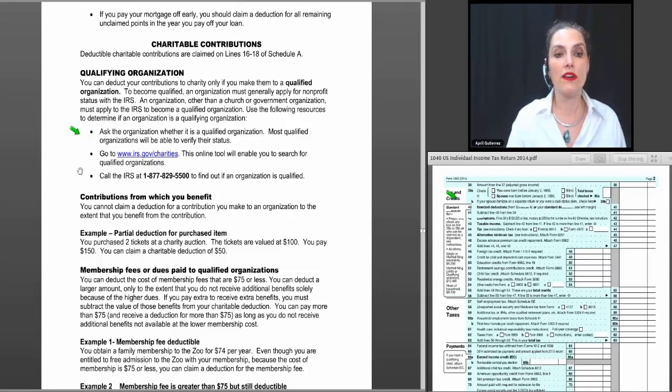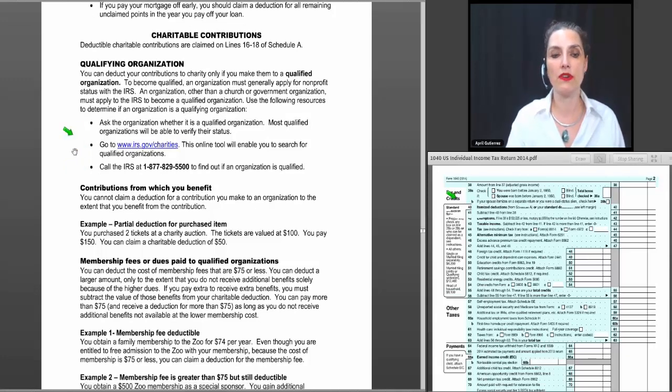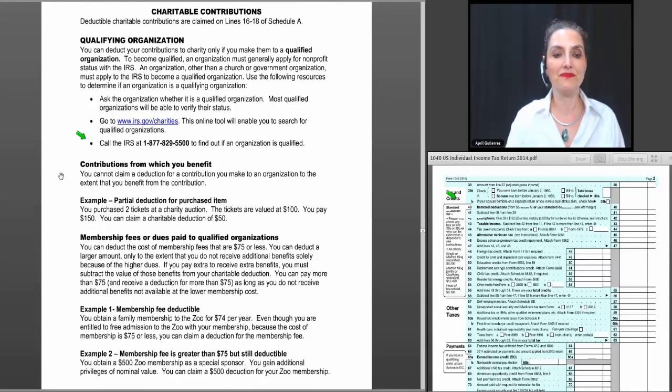Or you can go to the IRS website with the link that we have here and use the online tool to search for qualified organizations. And as a final resort, you can call the IRS and ask them.